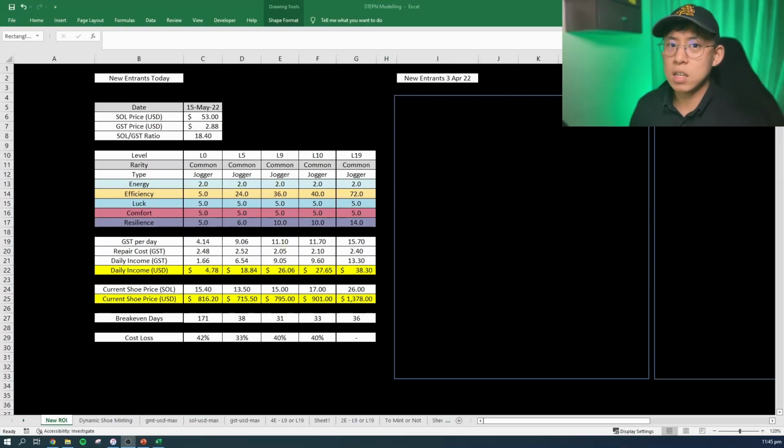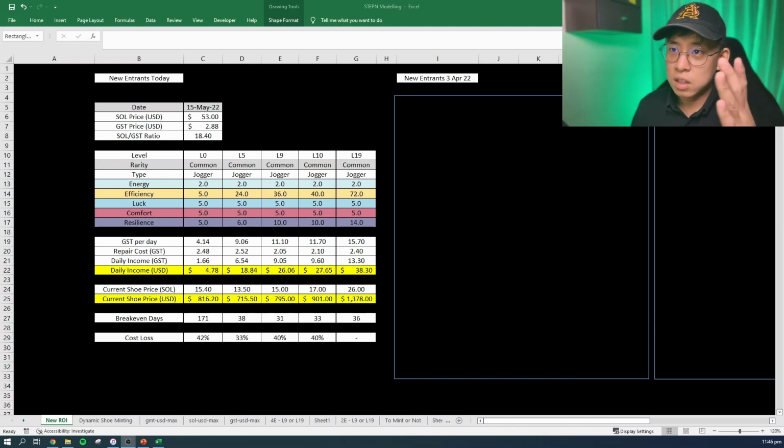And so if you see here, I have a table which might look quite familiar to some of you because it is actually the same table which I used in one of my previous videos. And if you want to check that video out, do check it out here. But in this video, I'll be looking at the current ROIs in STEPN, referencing the current prices of Solana and GST. On the 15th of May, on the day of recording, the price of Solana is $53 USD and the price of GST is $288 USD. That gives a Solana to GST ratio of 18.4.